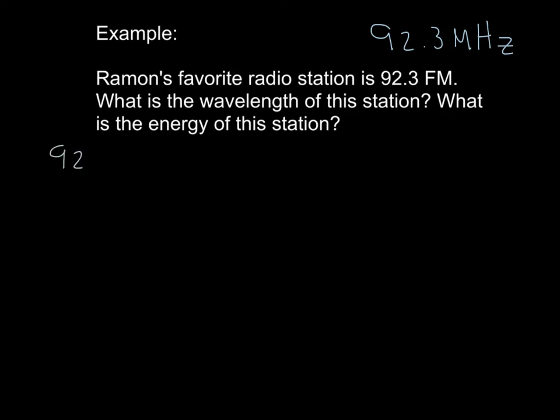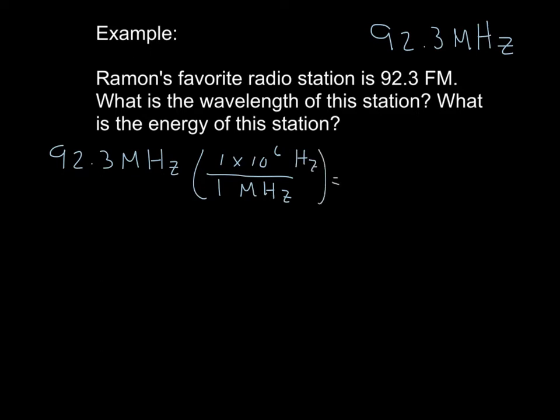So 92.3 megahertz. Remember, mega means a million. So 1 megahertz is equal to 1 million, or 1 times 10 to the 6th hertz. When you run this calculation, you should get 9.23 times 10 to the 7th hertz. Now we can use our speed of light equation, where we multiply wavelength and frequency, in order to calculate the wavelength. So let's take a look at how we do that.